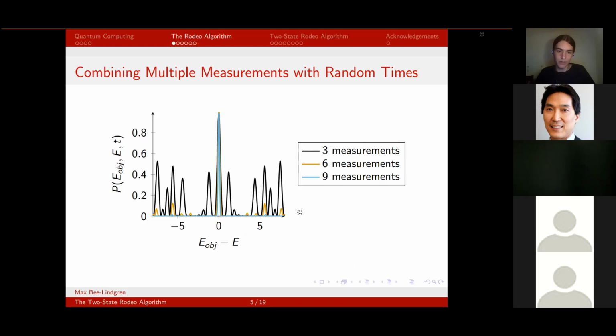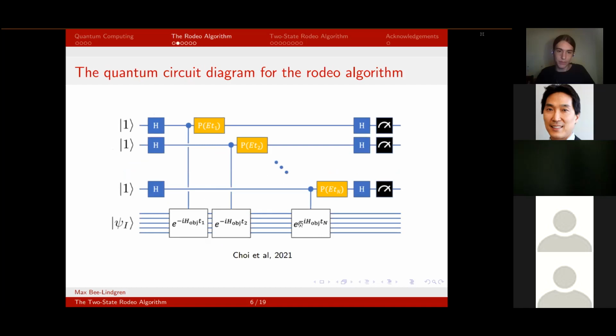So this is what ends up happening when we take multiple of these measurements. With 3 measurements, there are still spikes at non-zero energy differences. However, once we get up to 6 and 9 measurements, we only spike when the energy difference is 0. So this allows us to design a Rodeo algorithm, or an algorithm that isolates a specific energy state.